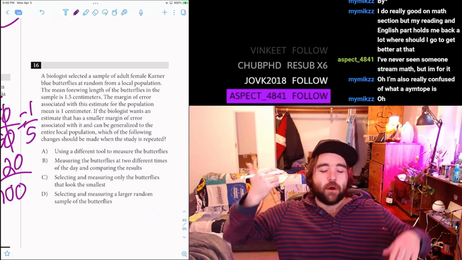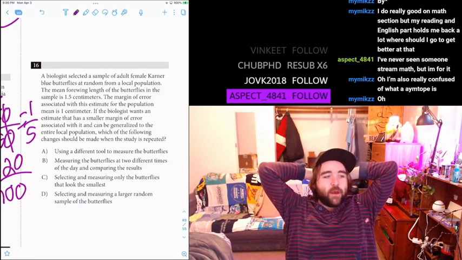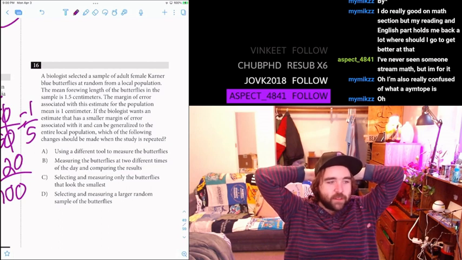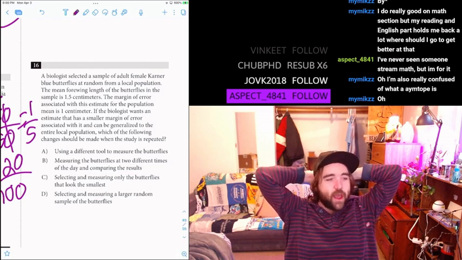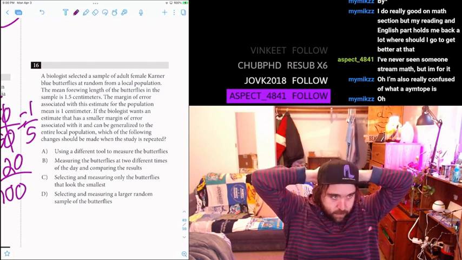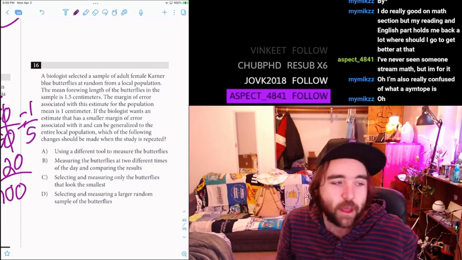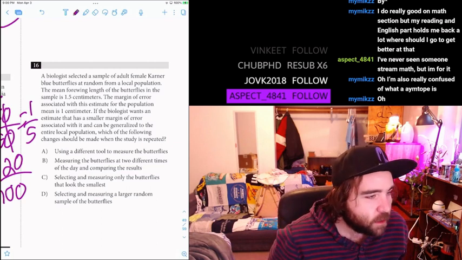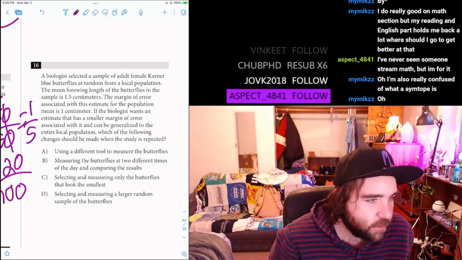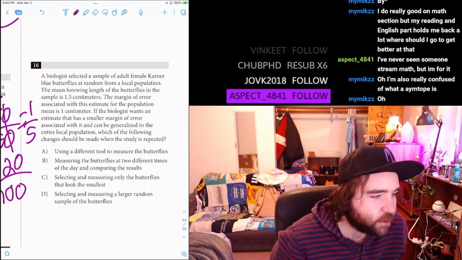All right, next. So a biologist selected a sample of adult female Carner blue butterflies at random from a local population. The mean forewing length of the butterflies in the sample is 1.5 centimeters. The margin of error is 1 centimeter. If the biologist wants to estimate that there's a smaller margin of error, so think about smaller margin of error, less error, he wants to be more accurate, right? So, which of the following changes can be made to the study when it is repeated, and can be generalized to the entire local population?